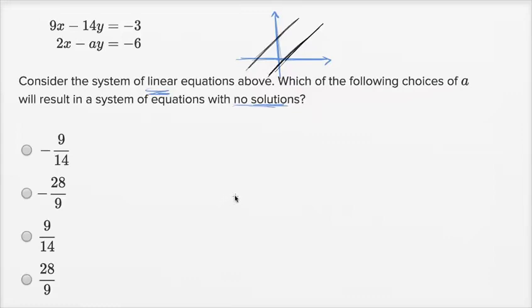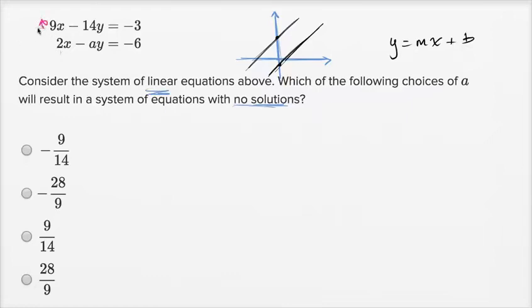So what makes two lines parallel? Well, if they have the same slope but different y-intercepts, you're going to be parallel. So essentially, we need to pick the A here that makes the second line parallel to the first. To do that, I'm going to write both of them in slope-intercept form, where y is equal to the slope times x plus the intercept. So let's do that for both of these.